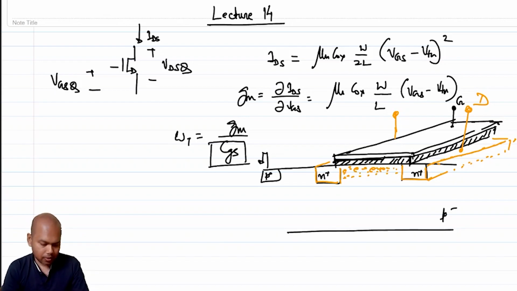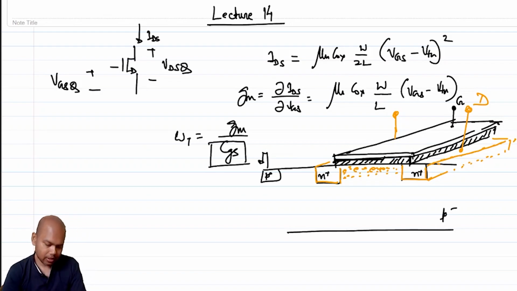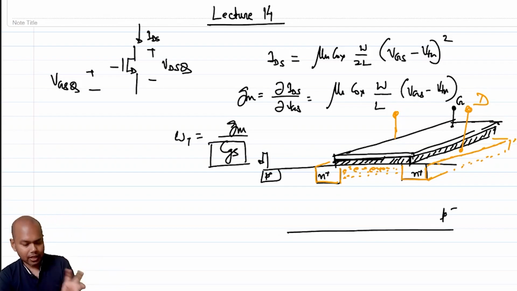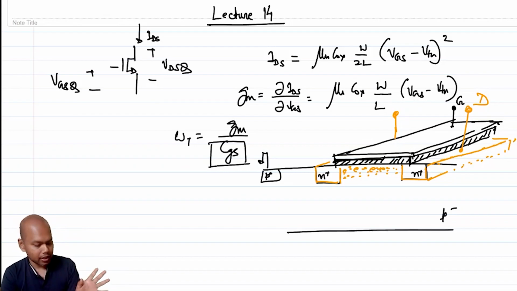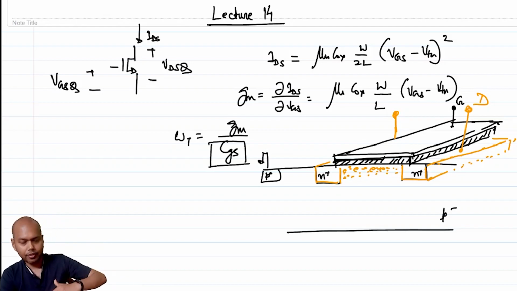Now what is the capacitance that we are looking at? Let's look at the physical capacitance that is always present regardless of the operating condition of the transistor. The capacitances that are always present are obviously the overlap capacitance between the gate and the drain and the gate and the source. What do I mean by that?